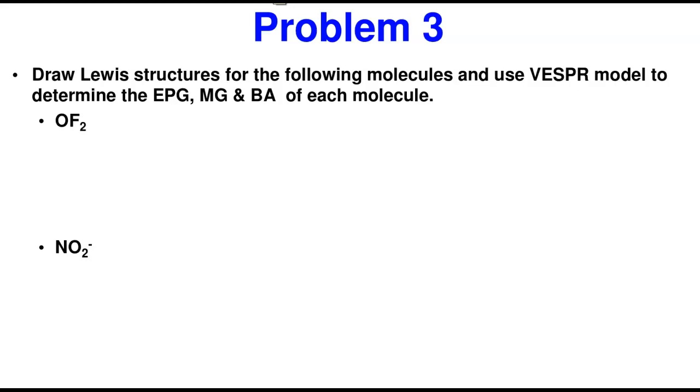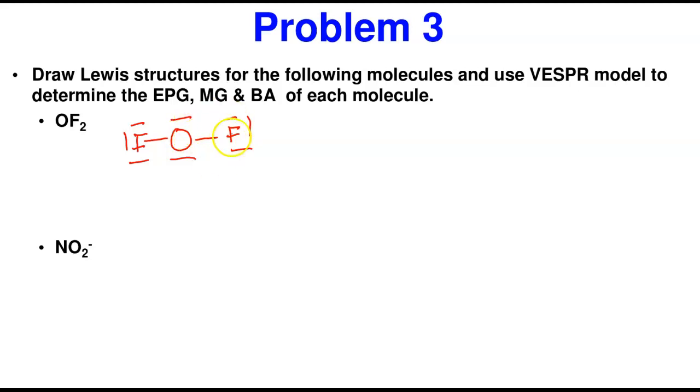We go to the next one, OF2. Now we're still going to draw the Lewis structure and figure out the EPG, the MG, and the BA, the bond angle. Again, I'm not going to go through drawing the Lewis structure. I'm just going to go straight to what the structure looks like. So if you draw the Lewis structure correctly, it's going to look this way. O will be connected to F to F. Then remember, the peripheral atoms will always be satisfied. You're going to have something like this.